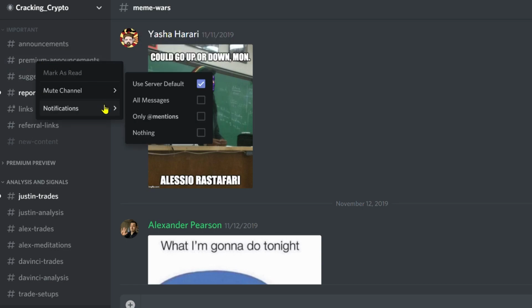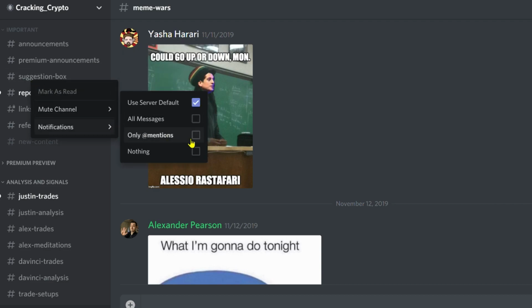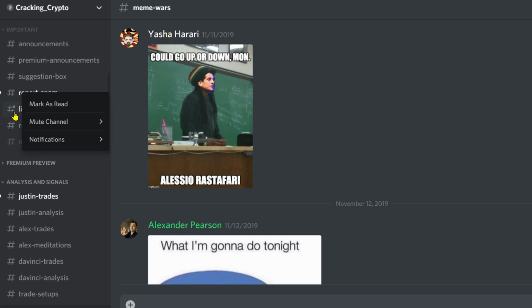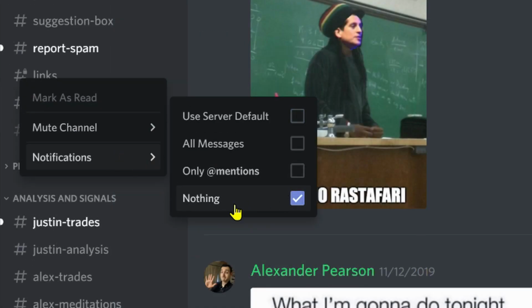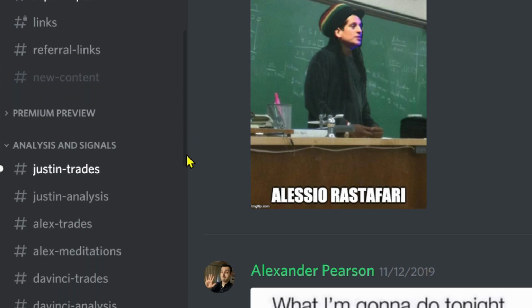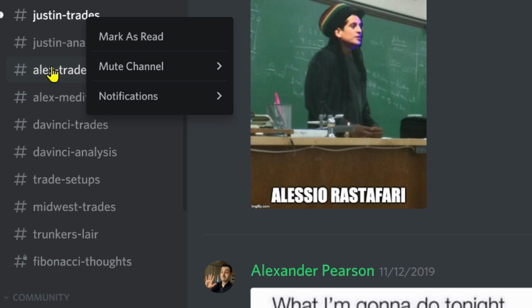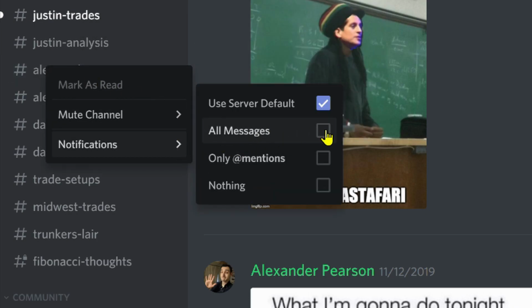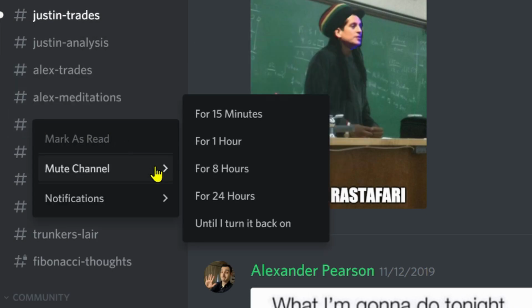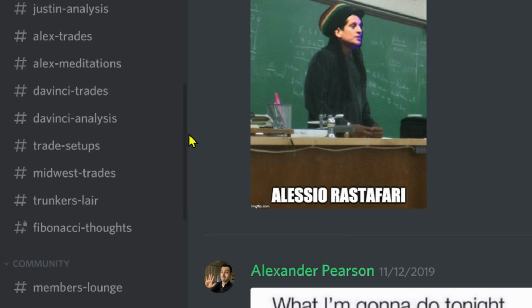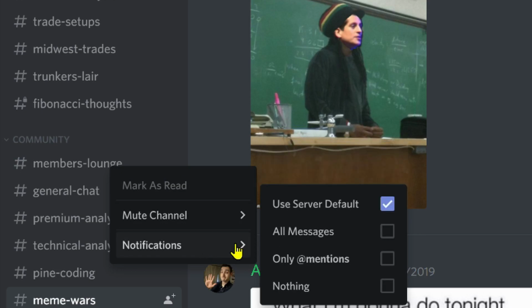This way, if you enable push notifications on your phone, you'll only be notified when Justin or another analyst posts to their respective signals channel. I'm going to right-click every channel, and under Notifications, I choose Nothing. Then, in the following signals channels, I will be choosing All Messages. This way, when I receive push notifications on my phone, it's only when signals get posted. You can, of course, unmute preferred channels if you still want to receive notifications from them.